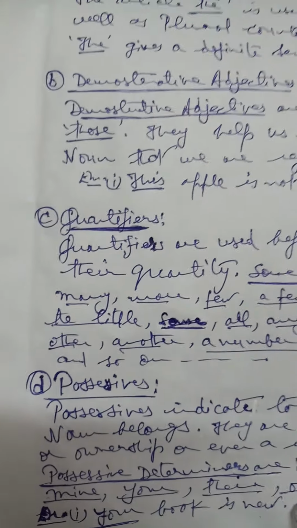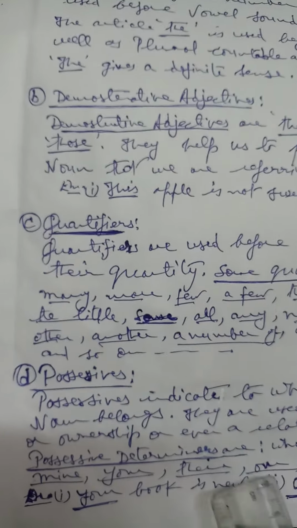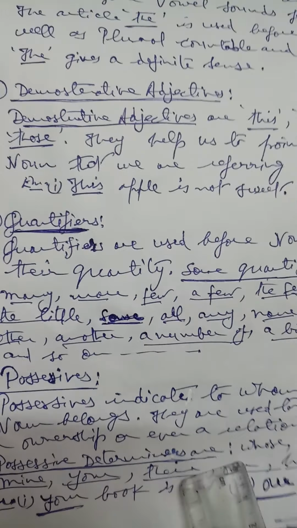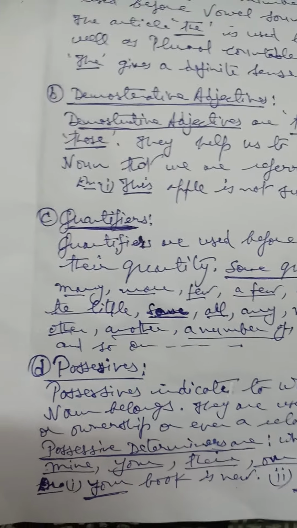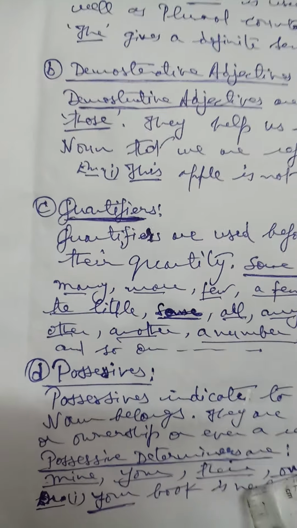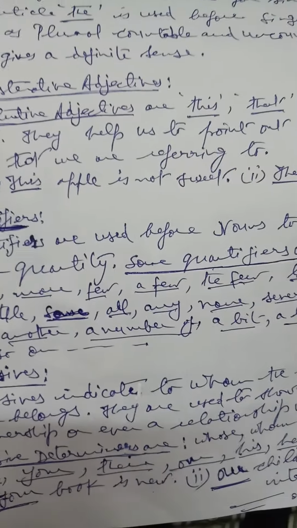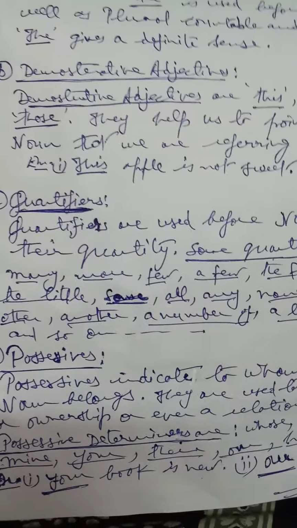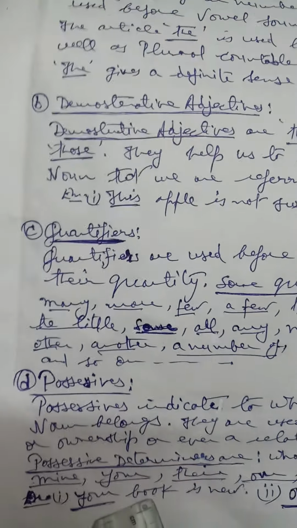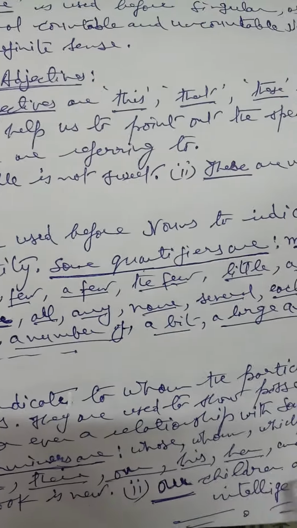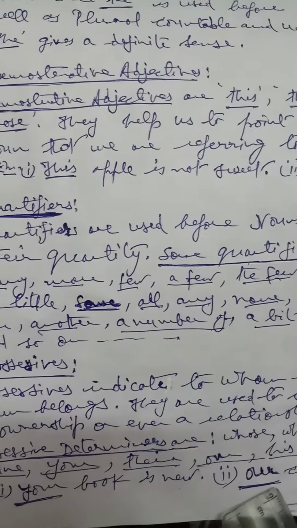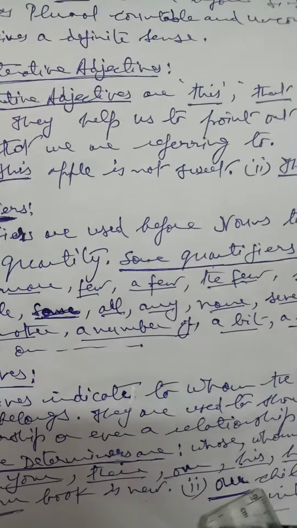That's why we consider that a few question words also come under the category of possessive determiners, and they are whose, whom, which. These are question words, and apart from this, my, your, their, our, his, her, and so on. These are the possessive determiners. An example I have put, your book is new. So your is a possessive determiner here. Second example, our children are intelligent. Whose children? Our children.